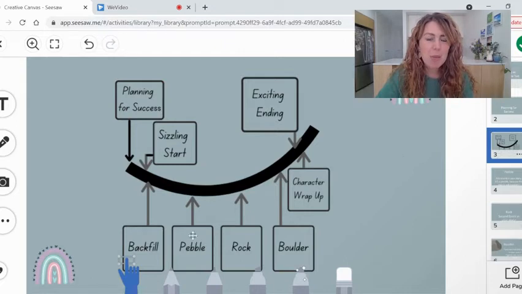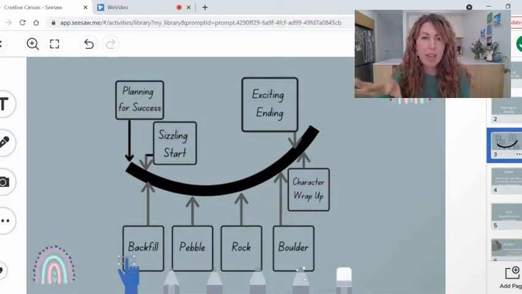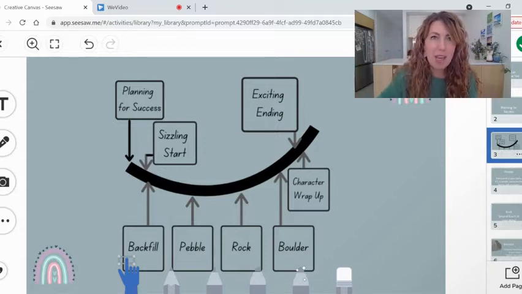Now I'm going to explain a little bit about pebble, rock, boulder. Then I'm going to show you the planning sheet we're going to use for planning for this story. But I'm going to let you know that this lesson goes for 2 days. So today you will watch the video and start the planning, and then you will finish it off in the next English lesson that we have early next week. So this is 2 days worth of work here.